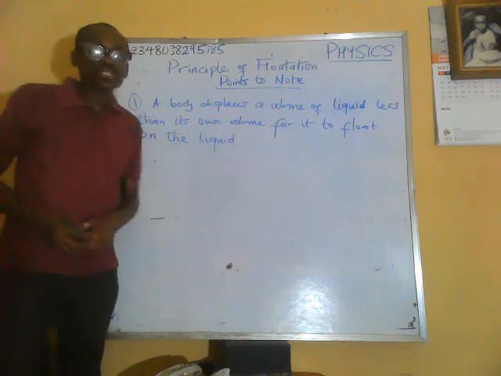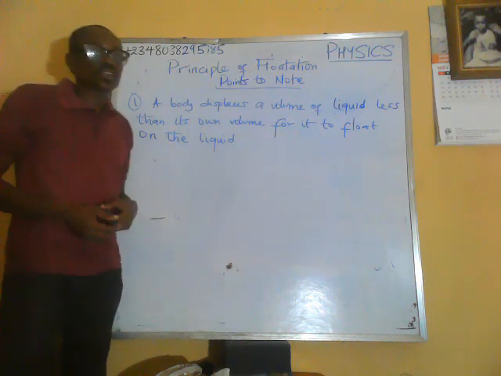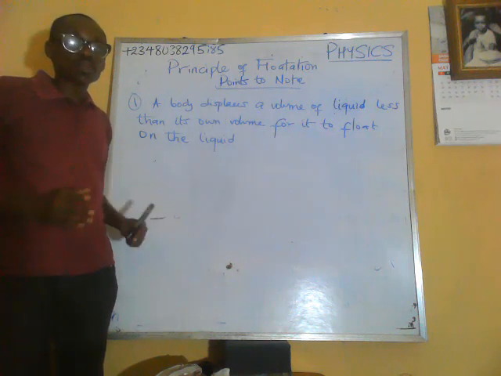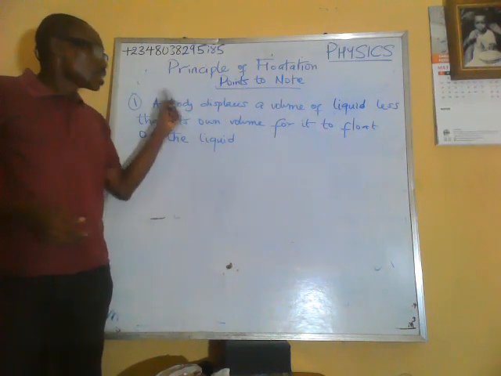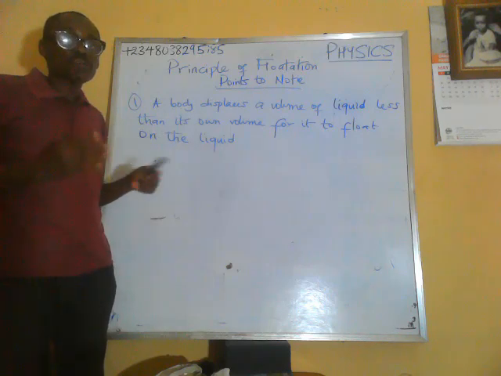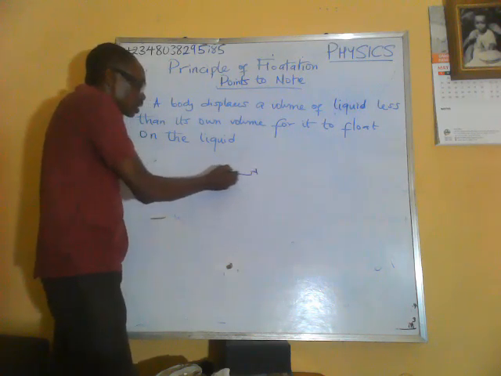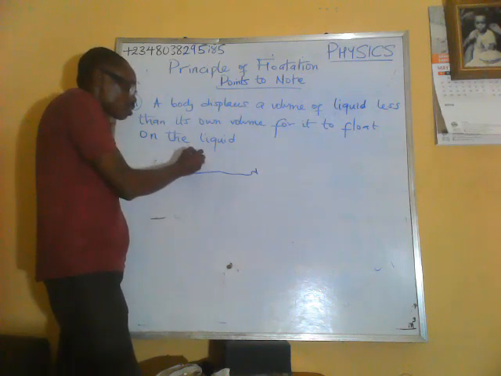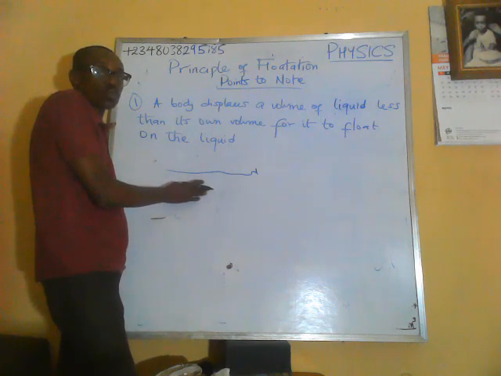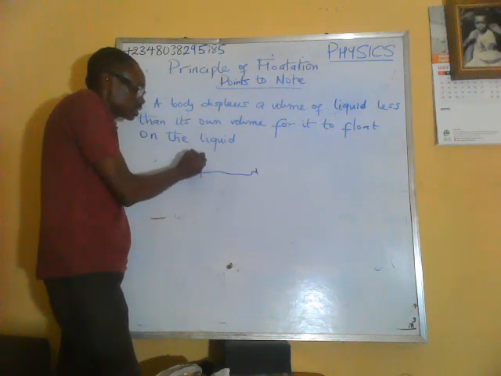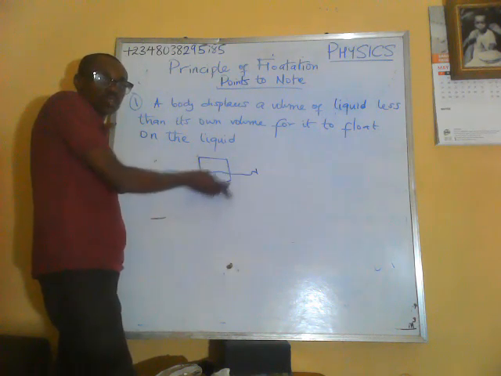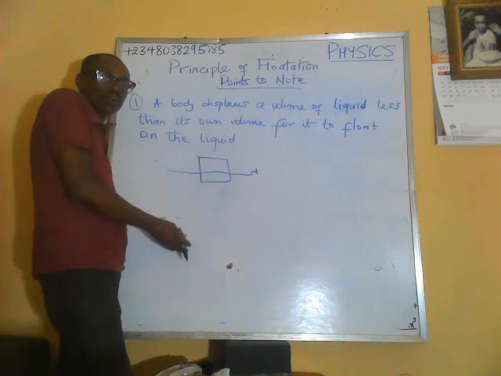Okay, there are various points for us to note from the principle of flotation. The first point to note is that a body displaces a volume of fluid that is less than its volume for it to float on that liquid. A body displaces a volume of liquid less than its own volume for it to be able to float on that liquid. How? Take for instance that this is water. Then I now have maybe wood, a rectangular box of wood. When this portion of the wood is submerged in water, it doesn't go down anymore, it begins to float.